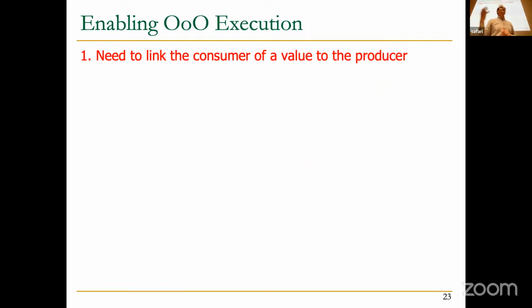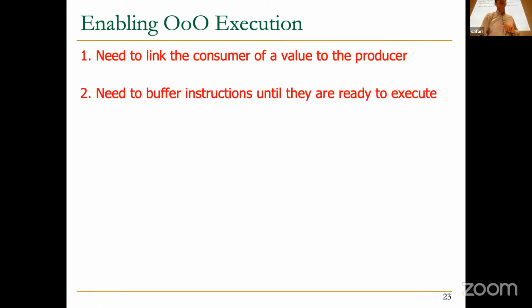So there are 4 things that you need to enable. One is you need to make sure that the correct data value semantics are obeyed, meaning the consumer of a value needs to be linked to the producer so that the consumer gets the correct value or a correct definition of a register. And this is done via register renaming, as we will see.